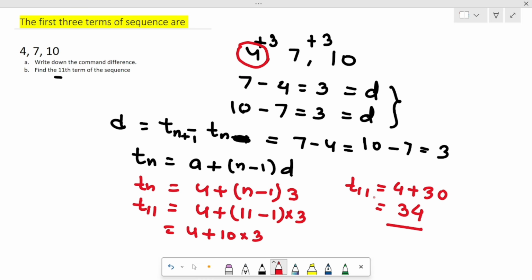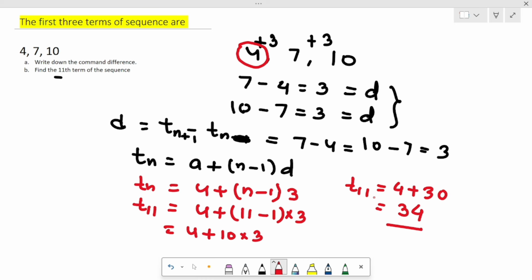The only thing we have to identify is the first term, which is A in this case, which is 4, and d, which is the common difference. Common difference is always the successive term minus the preceding term. This is how we can find the nth term.